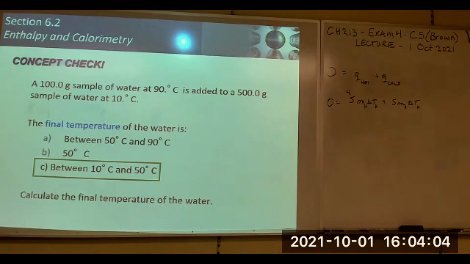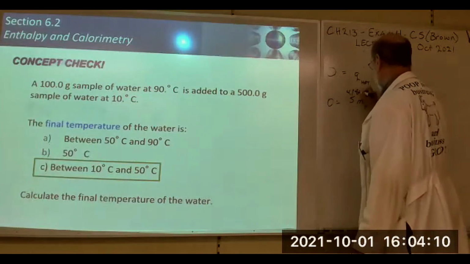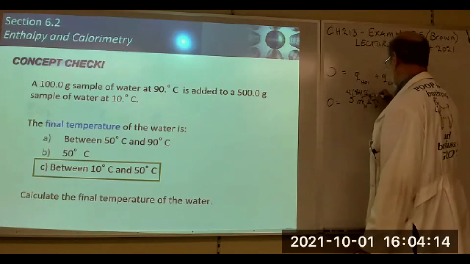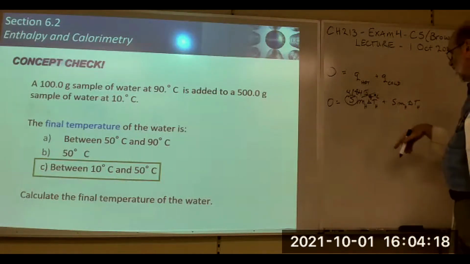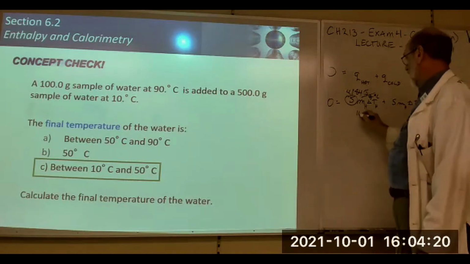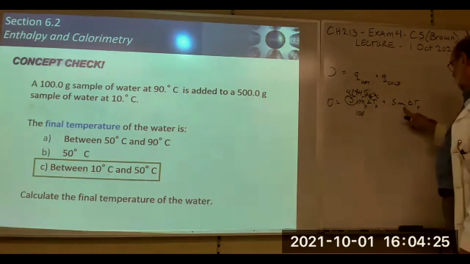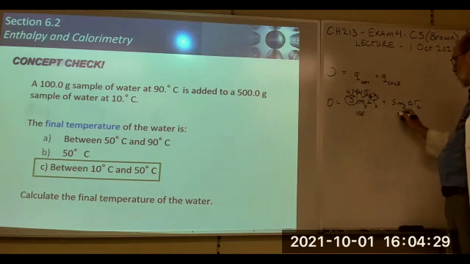Here it is, 4.184 joules per gram degree C. Right there. That'll be the same for both of them. The mass of the hot water is going to be 100 grams, right? And the cold water, wait, this is cold. The mass for the cold water is 500 grams.